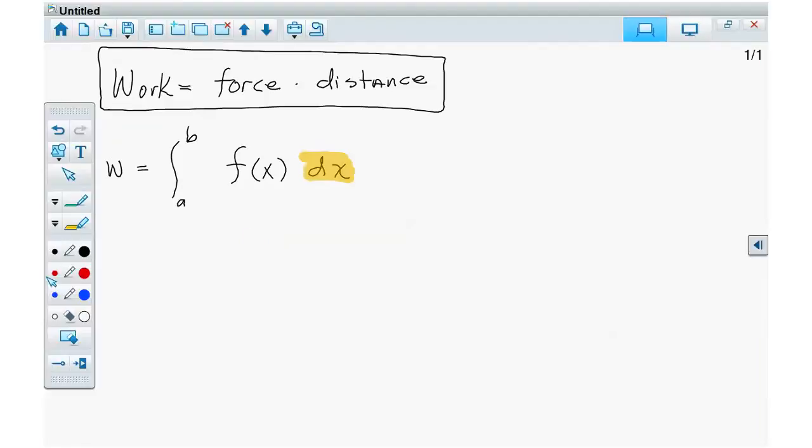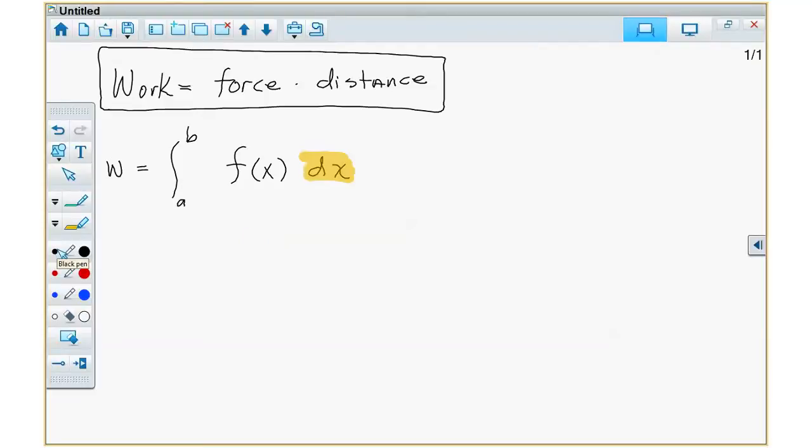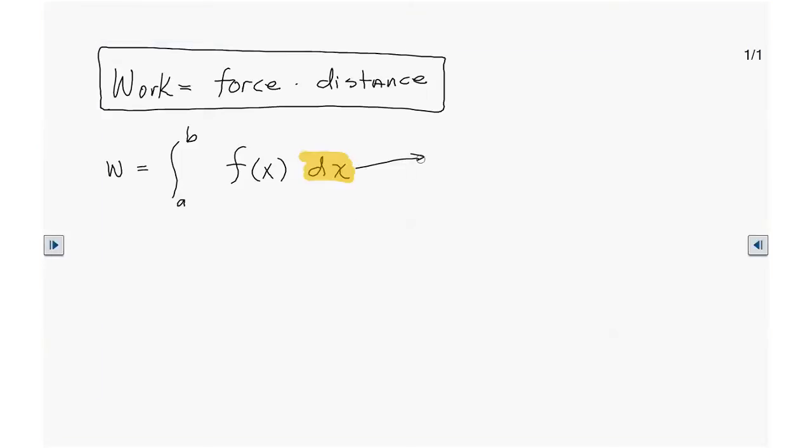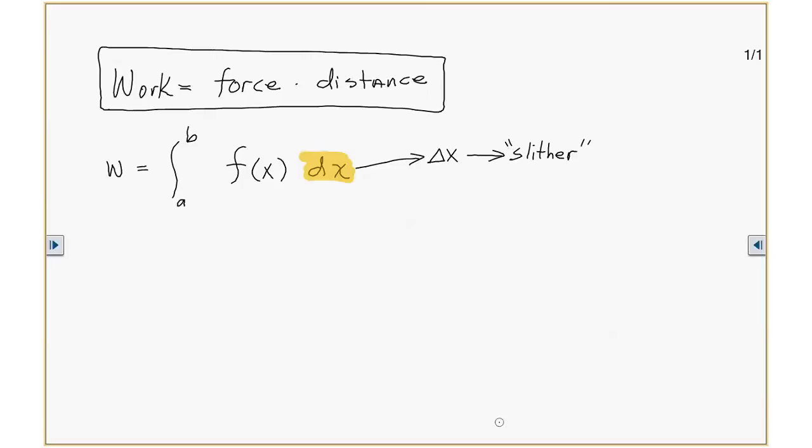Dx is kind of like delta x, but technically is delta x, in which in work problems it's called a what? A slither. Whenever you're talking about work, you're always going to generate a slither. In this first problem, let me just write down the problem.